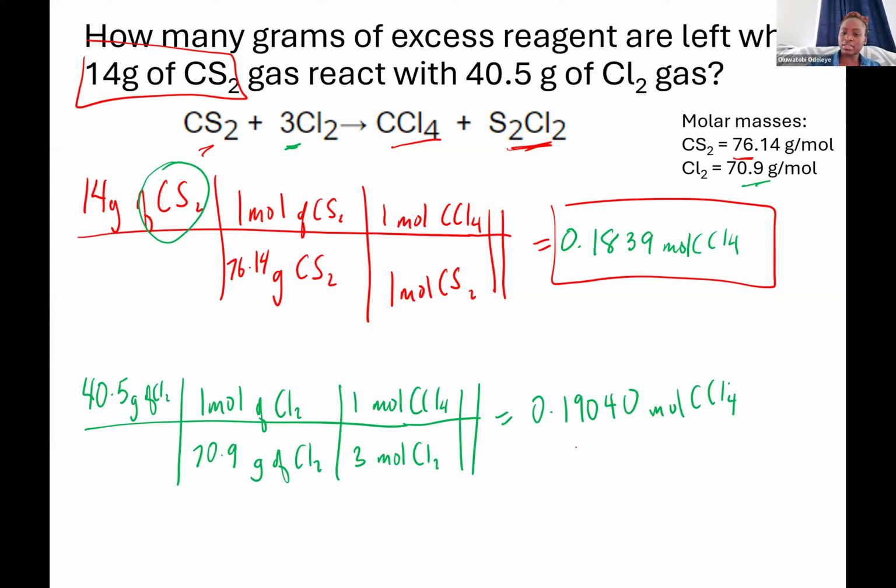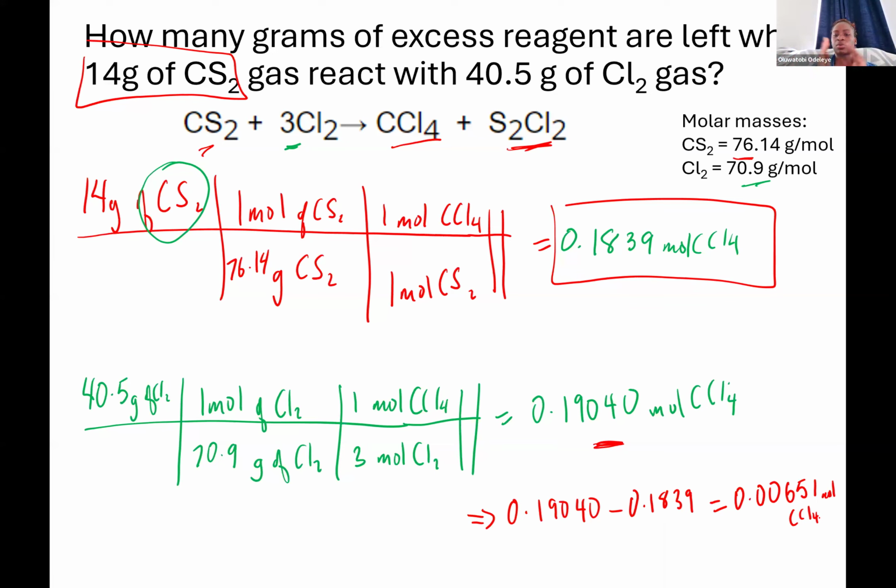And so I'm going to now subtract the excess stuff from what I'm actually going to make. So 0.19040. You'll see that I'm leaving a few more significant figures just to make sure I have better accuracy. Minus 0.1839, which gives me 0.00651 moles of CCl4. So this is how much CCl4 would actually be left over for my excess reagent.